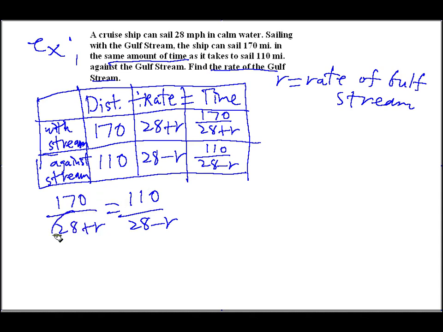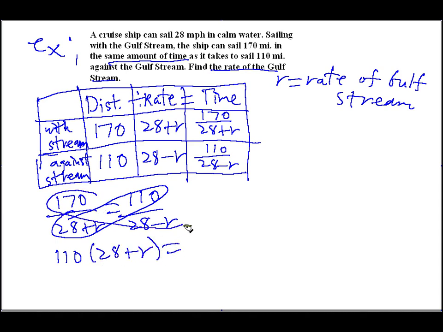Let's cross multiply the 28 plus R times 110. So this will be 110 times 28 plus R equal to 170. So the cross products are equal, right? 170 times 28 minus R. Can we see that? All right.